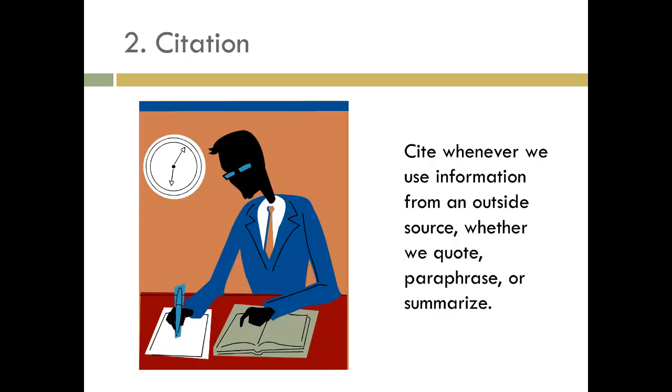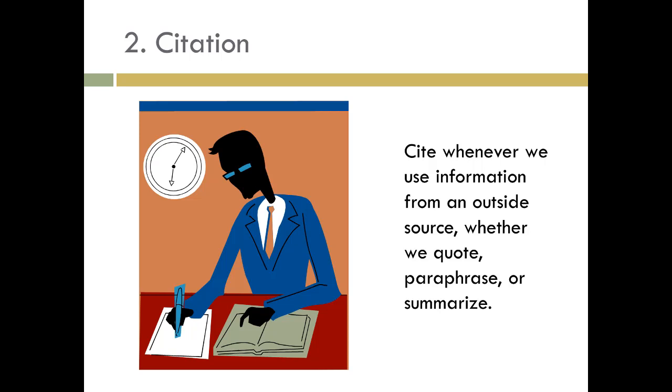Basic rule number two is citing. You cite whenever you use information from an outside source. Whether you're quoting, summarizing, or paraphrasing, you're going to cite it. That way we know what source gave you this information. Now again, even if you're citing, if you're using a source's exact words, you still have to quote. But if you're quoting, paraphrasing, or summarizing, you have to cite.